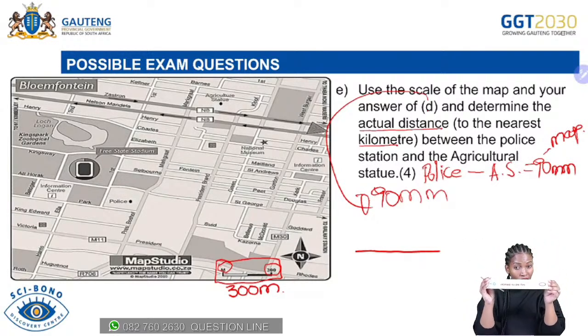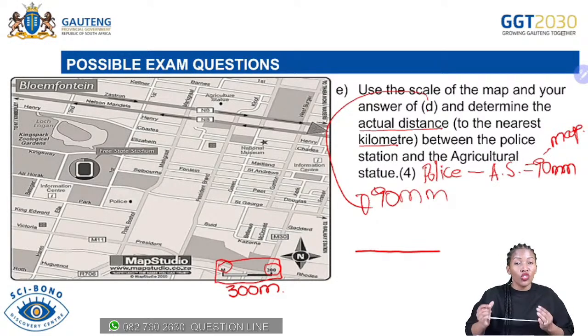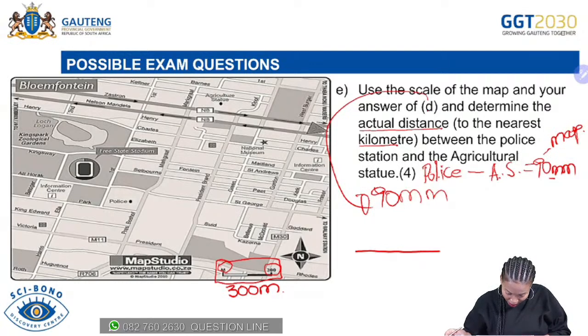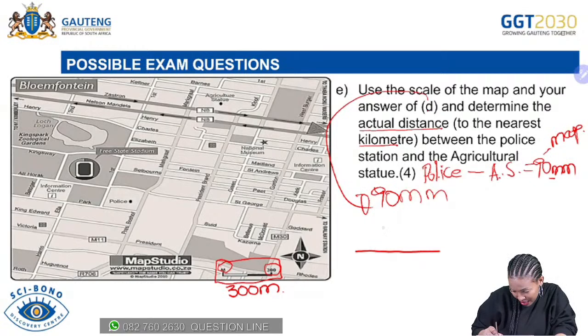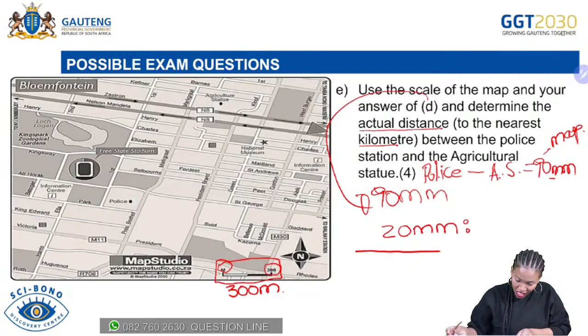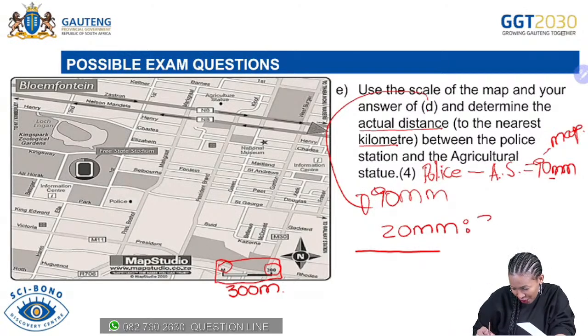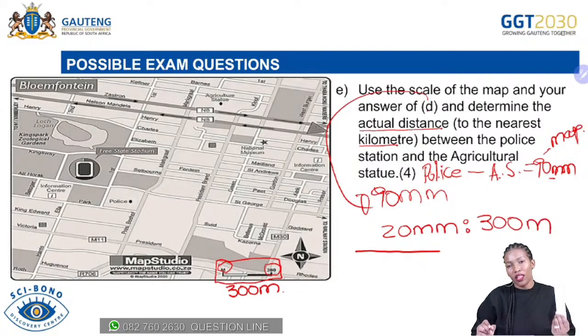If you don't have this, you are not going to be able to work out the questions of scale in the exam. And since now my distance from the police station to the agricultural station is in millimeters, I'm going to use millimeters again here to measure my bus scale. So when I measure my bus scale here, I get that it is equivalent to 20 millimeters. Remember, the 20 millimeters is equivalent to what on the bus scale? To 300 meters. I hope we are all okay. It's equivalent to 300 meters.